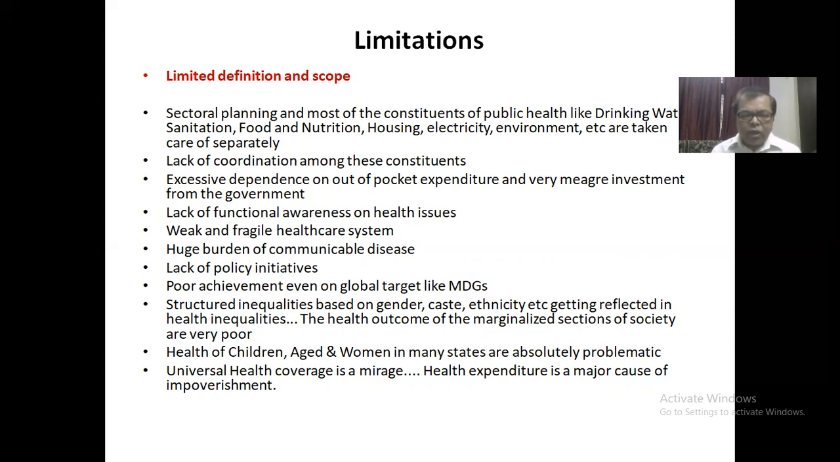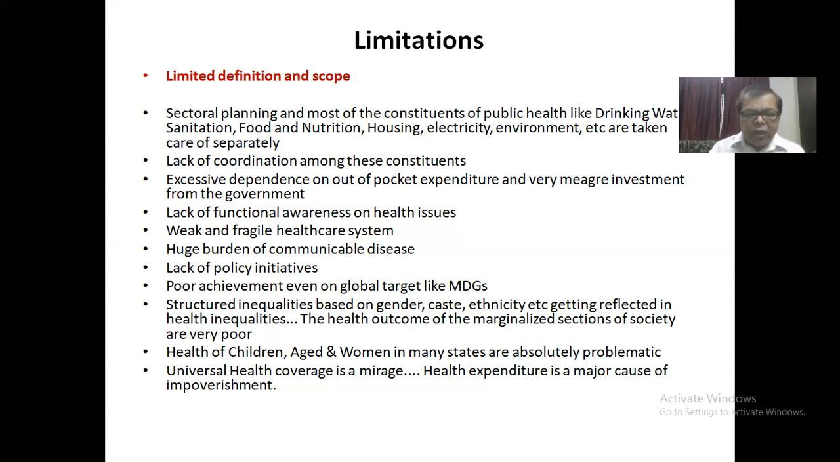And policy initiatives, yes, there is a dearth of policy initiative. And although we had the global targets in the form of Millennium Development Goals, or now we have the SDGs, but we could not achieve the goals of MDGs in the specific time frame. We may talk about these MDGs at a later stage.